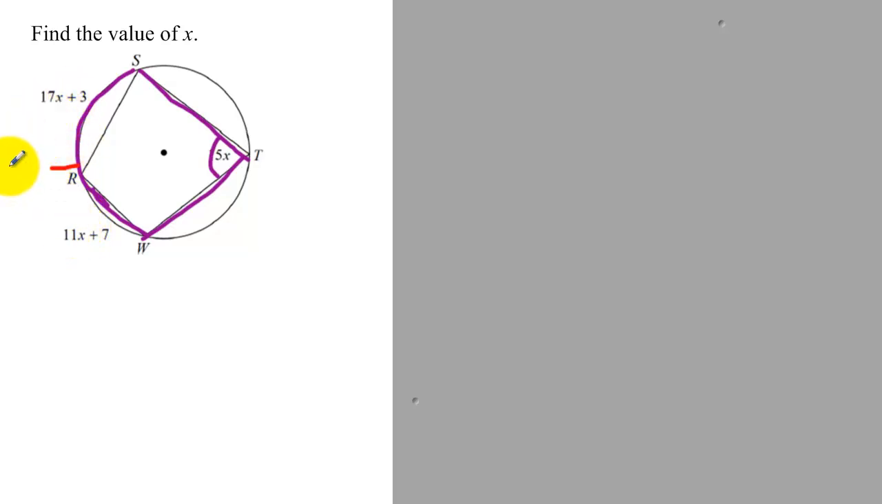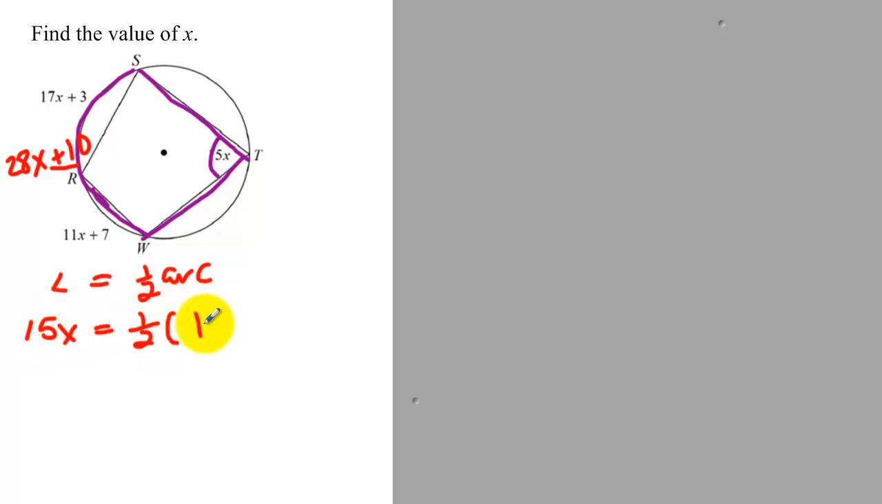We've got 17 plus 11 x's, so we're just going to say 28x, and then 3 and 7 make 10. So our whole arc is 28x plus 10. Remember, our formula for this is the angle is half of the arc. So our angle was 15x, and half of our arc would be half of 28x plus 10.